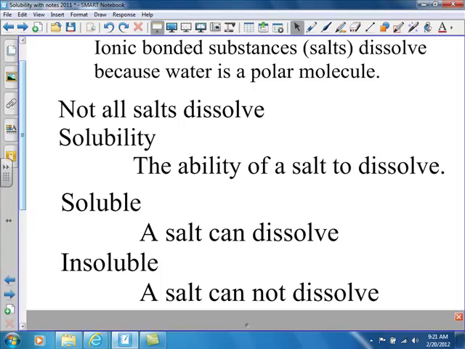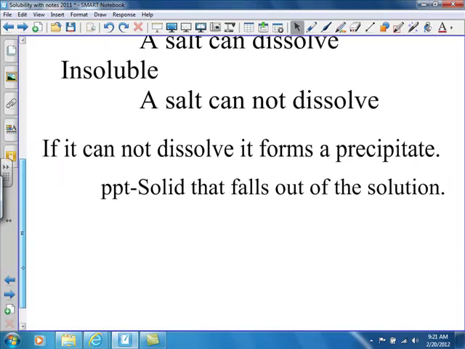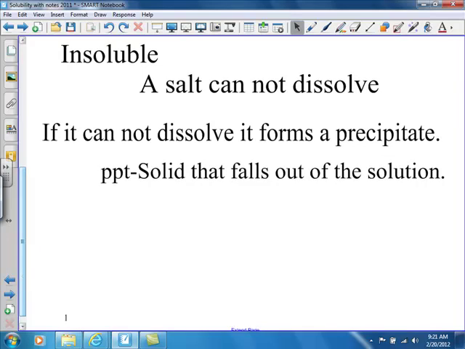Now, if a salt does not dissolve in a reaction, it will form a precipitate. And a precipitate was one of our indicators of a chemical reaction. And a precipitate is a solid that will fall out of the solution. That's a precipitate. Okay? And you've seen precipitates. I've shown you examples of them. And you're going to see a lot of precipitates in the next lab that you do.